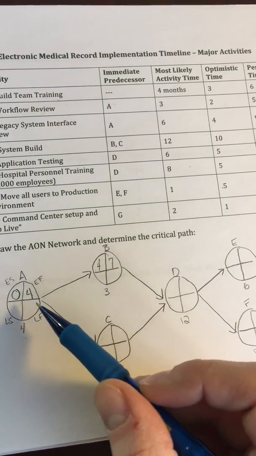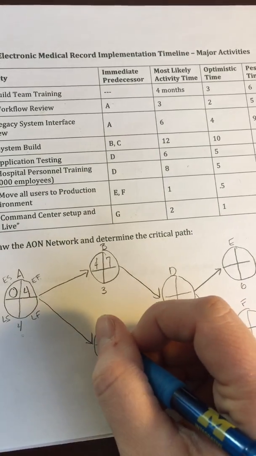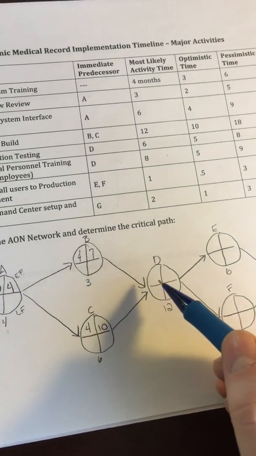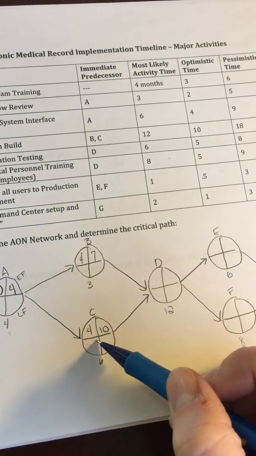And again, the earliest time C could start would be 4 months when A is complete. 4 plus 6 is 10. So now we go to D. So remember, D can't start until both B and C are complete.